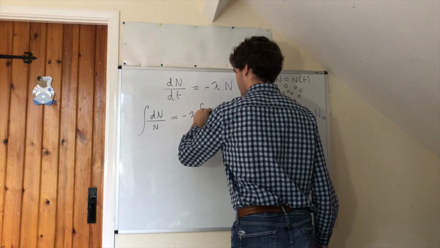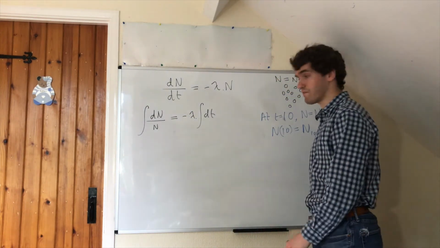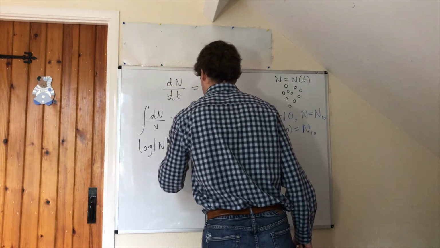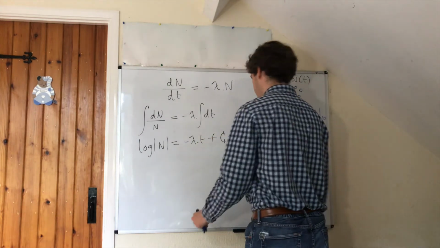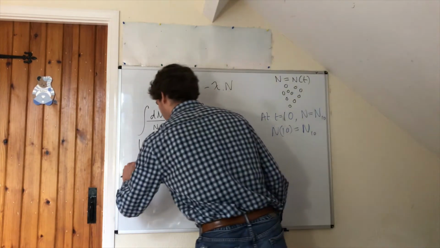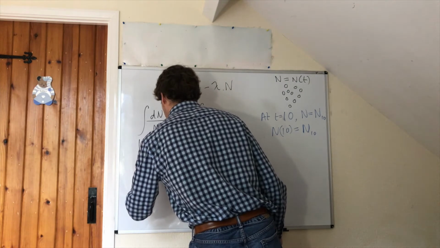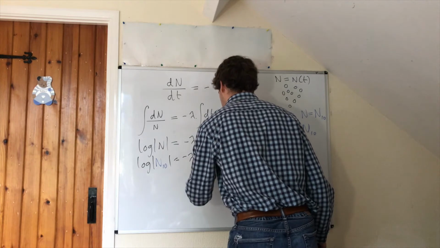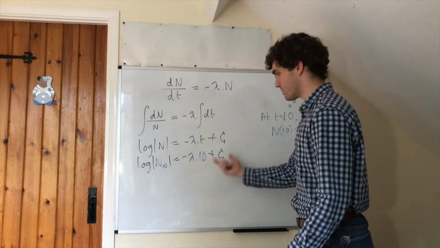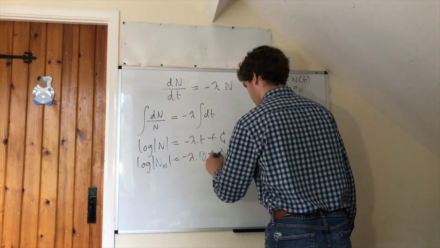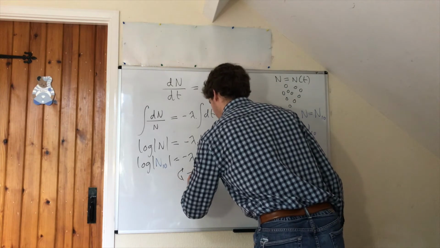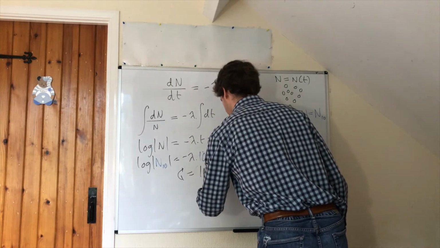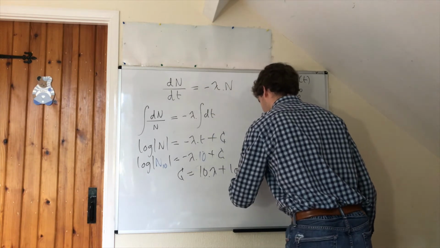We do the integral dt. And once again, we can just take the antiderivatives, put in the plus c, so we get log of mod n is equal to minus lambda times t plus c. At t equals 10, n equals n10, so we get that log of n10 is equal to minus lambda of 10 plus constant. So we get the constant is equal to 10 times lambda plus log modulus of n10.